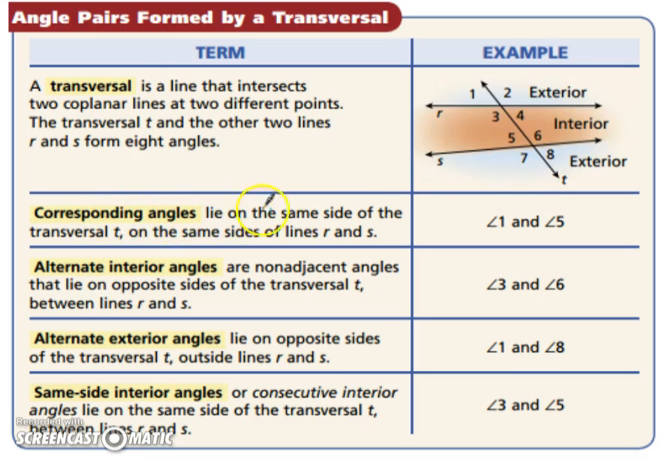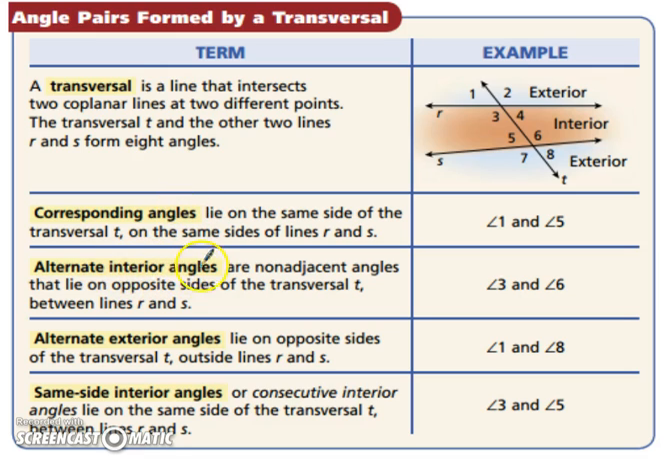Corresponding angles lie on the same side of the transversal T on the same sides of the lines R and S. I like to think of it as the same place on each of the lines. So if you're on the left top of line R, you're going to be on the left top of line S. Or maybe you decided to grab the bottom right of line R, so the bottom right of line S would be 8. Those are your corresponding angles.